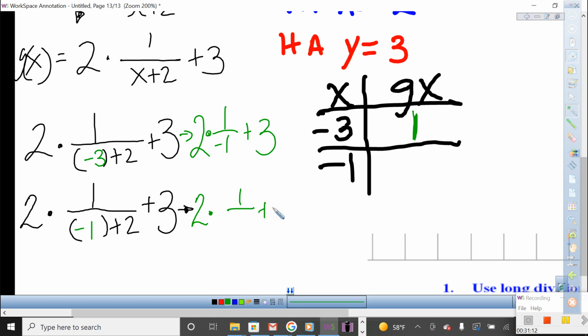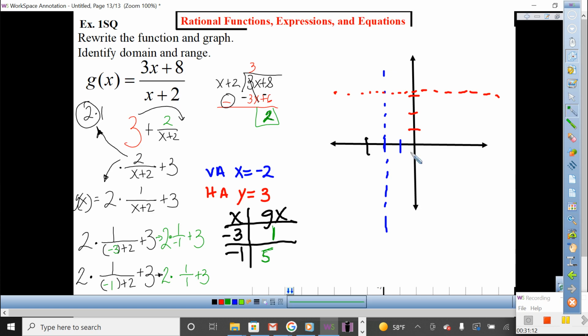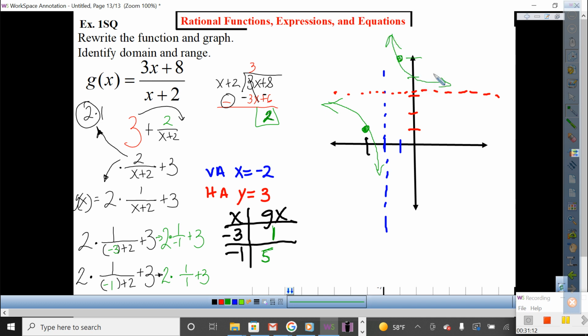We're like, this is cute. Let's finish this because it looks overwhelming. No, it's not. Negative 1 plus 2 is 1. What is 1 over 1? 1 times 2. 2 plus 3, that's 5. Yes? All right, let's plot those. Negative 3 and 1, which is right there, from left to right. There it is. Negative 1 and 5. Negative 1, 1, 2, 3, 4, 5. From left to right. There you go.